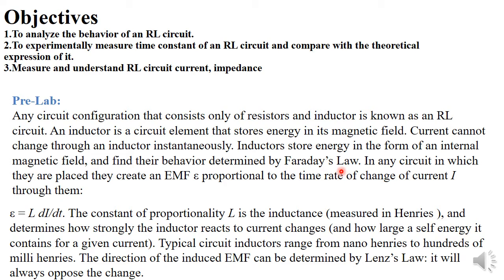In any circuit in which they are placed, they create an EMF proportional to the time rate of change of current, which is L di/dt. The constant of proportionality L is the inductance, which is measured in Henry, and determines how strongly the inductor reacts to the current changes.